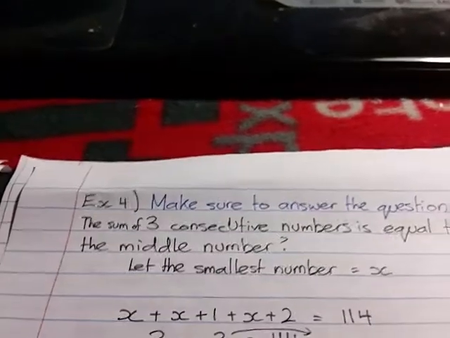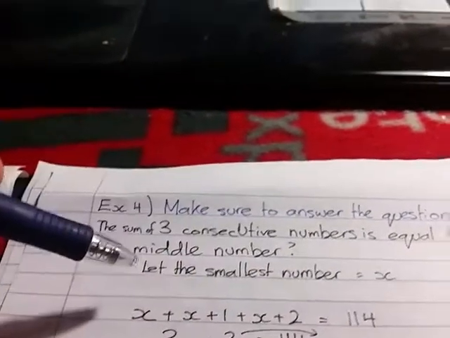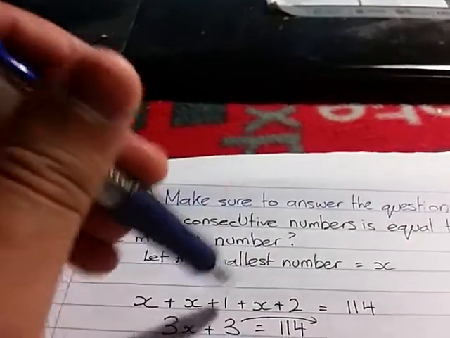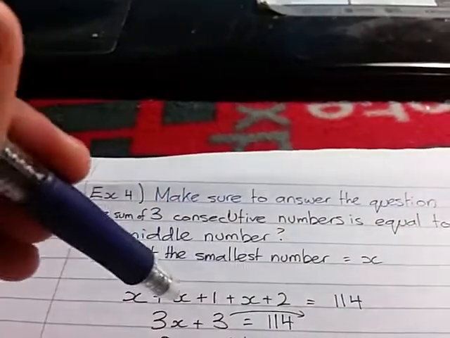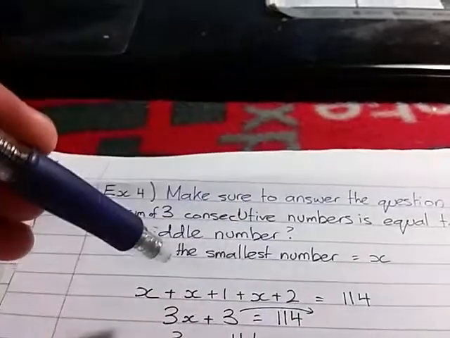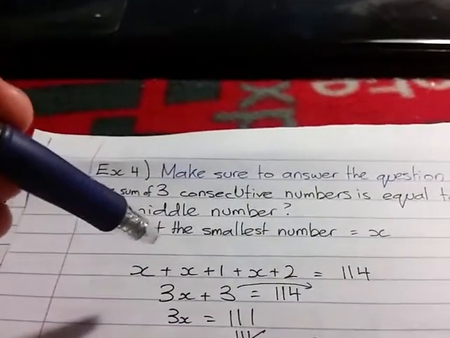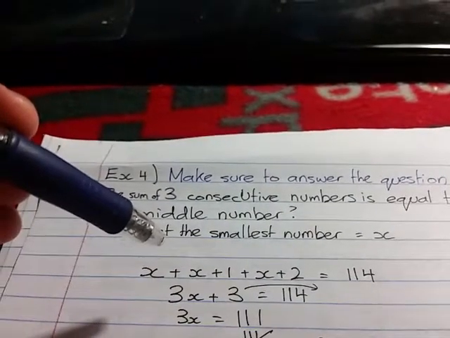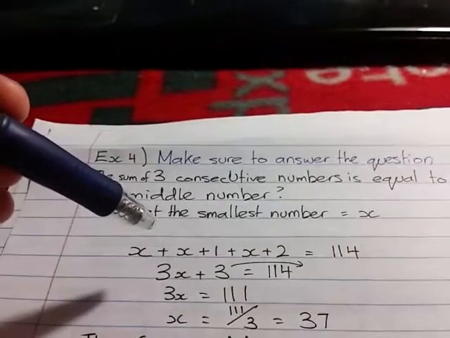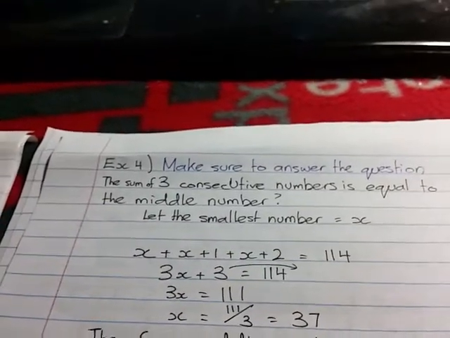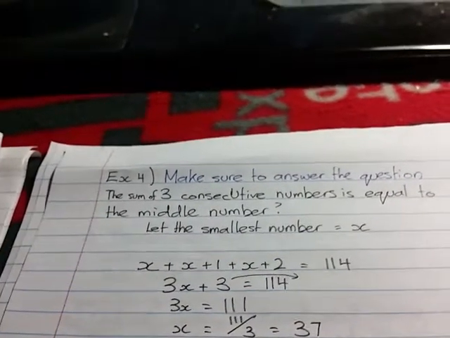And from there, I'm going to now sort out my like terms. x plus x plus x gives me 3x. 1 plus 2 gives me 3. Then get the 3 over to the other side. It becomes a negative 3. So I get 3x equals 111. And then x equals 111 divided by 3, which gives you 37.